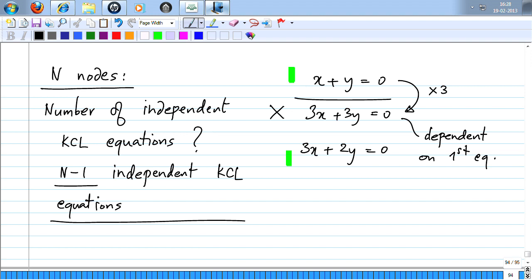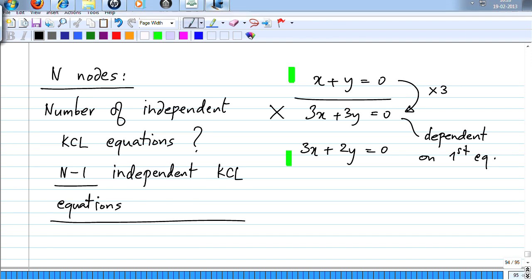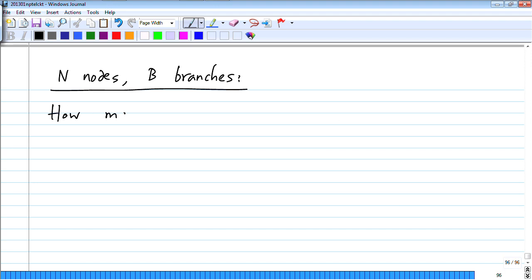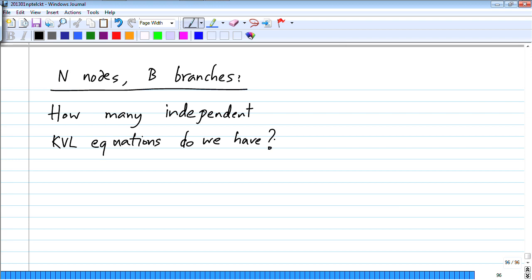Okay, now I think it's quite simple. The next thing is, I have the same circuit with N nodes and B branches. Okay, how many independent KVL, Kirchhoff's voltage law equations, do we have? Okay, please try to answer this one. How many independent KVL equations do we have?